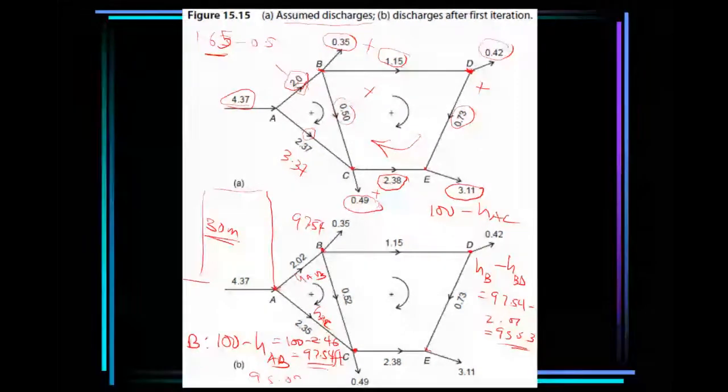Okay, and then the last one, which is E. E here, we can have it from 2 points. You can see at C here, the pressure head we found is equal to 100 minus the head loss in AC, which gives us 95.09. So we now remove the head loss in pipe CE. The head loss in pipe CE is 3.68. So that gave us 91.41.